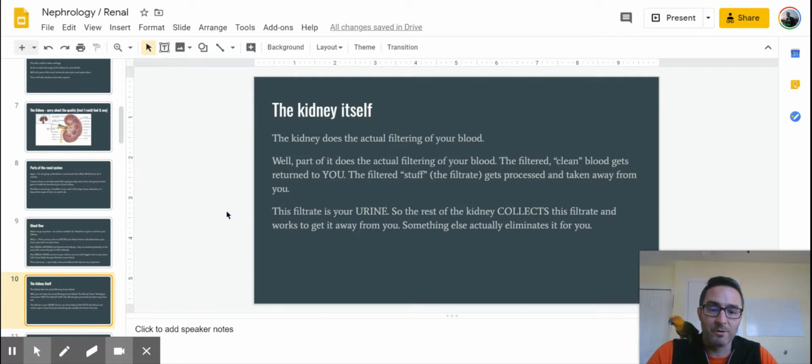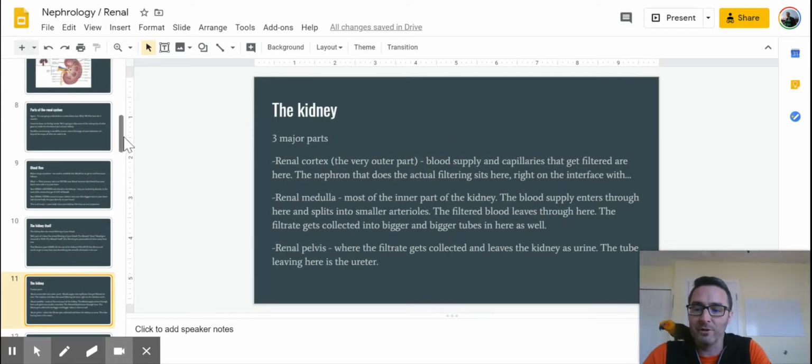And so I will refer to this filtered stuff at first as filtrate. But when enough of it gets collected and gets taken away from your kidney, that filtrate is your urine. And eventually that filtrate gets taken from your kidney into your bladder, and then that gets eliminated from your body elsewhere, in parts unknown.